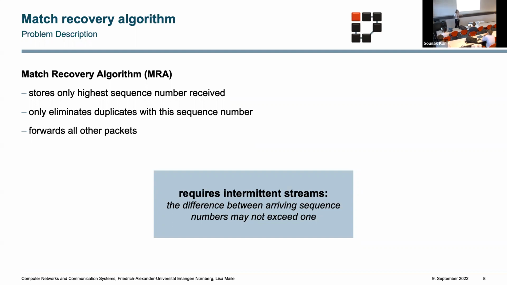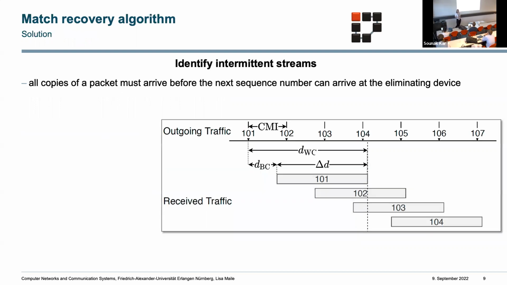But how do we know whether we have an intermittent stream? This is what we have now defined. To ensure that streams are intermittent, we have to ensure that all copies of one sequence number have arrived before a new sequence number can arrive. If we look at this graphic here, you would see that for 101, a copy of this sequence number could arrive after 102. In this case, the stream would not be intermittent, because we can only store one sequence number. So the solution is that the reception window for a safe configuration needs to be smaller than one sending interval.